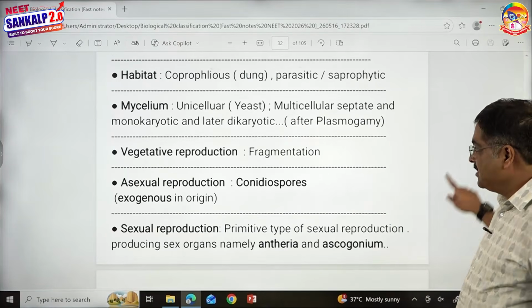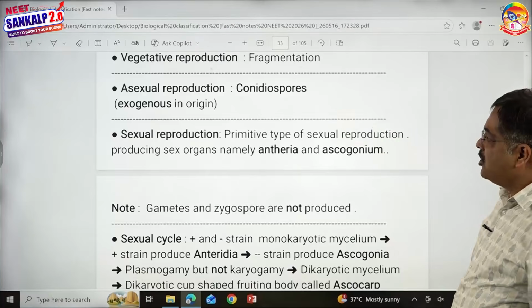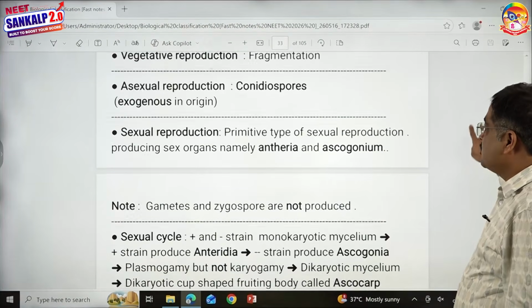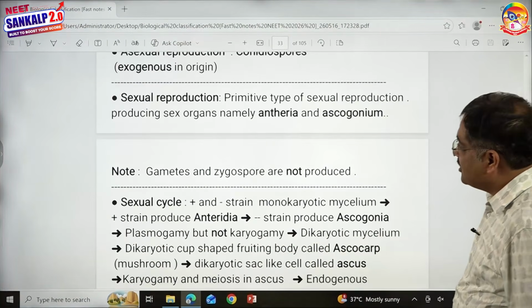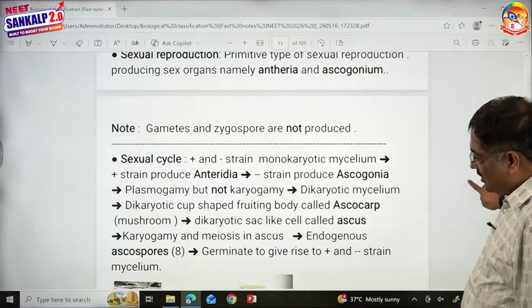I'll explain this. Vegetative reproduction is by fragmentation. Asexual reproduction is by conidiospores. They're exogenous. Sexual reproduction is a primitive type, producing sex organs, namely antheridia and ascogonia.